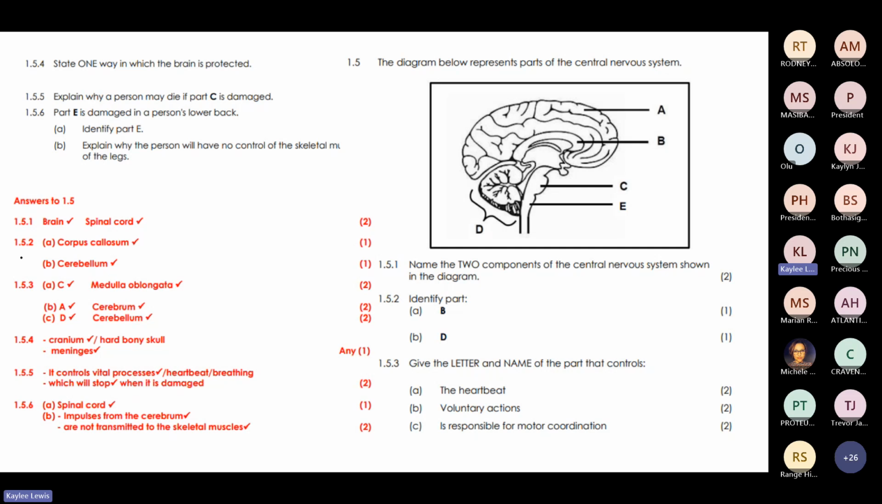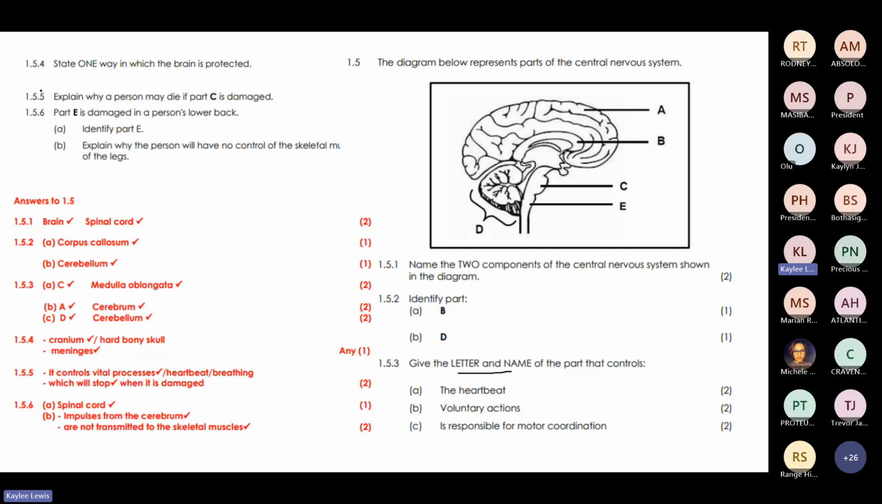So we were on 1.5.3. Look how the ticks are allocated. Because they asked for the letter and name, you have to give it. So 1 mark for the letter. We were on the last one. So D, and another mark for cerebellum. Okay, and these can be easy questions, but sometimes in a stressful situation like the exam, you forget, you only write the letter or you only write the name, and you most likely know both. So just make sure you read the questions very, very carefully.